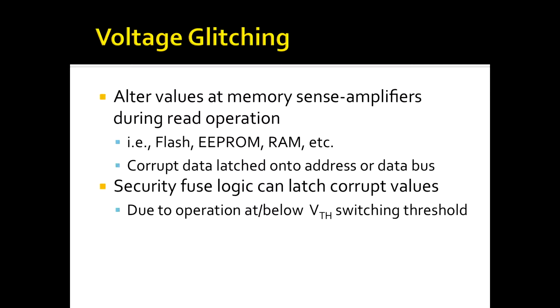So, and again, security fuse logic in the voltage glitching mode can also latch corrupt values due to that effect where you're right at the switching threshold of the transistors. So just to dispel a few misconceptions, I don't recommend throwing random voltage sags and surges at the IC and seeing what happens. I would recommend respecting the absolute maximum VCC and the I/O pin ratings on the datasheet if you have one.